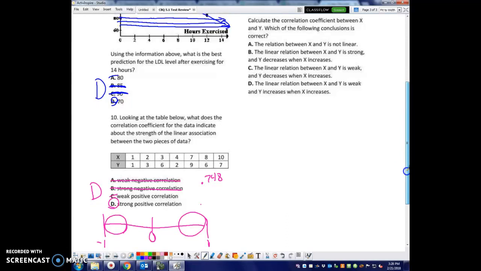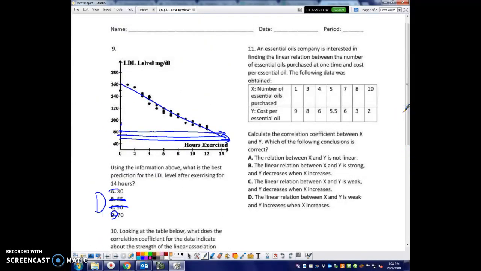Number 11. An essential oils company is interested in finding the linear relation between the number of essential oils purchased at one time and cost per essential oil. The following data was obtained. There's our chart. Calculate the correlation coefficient between X and Y. Which of the following conclusions is correct?